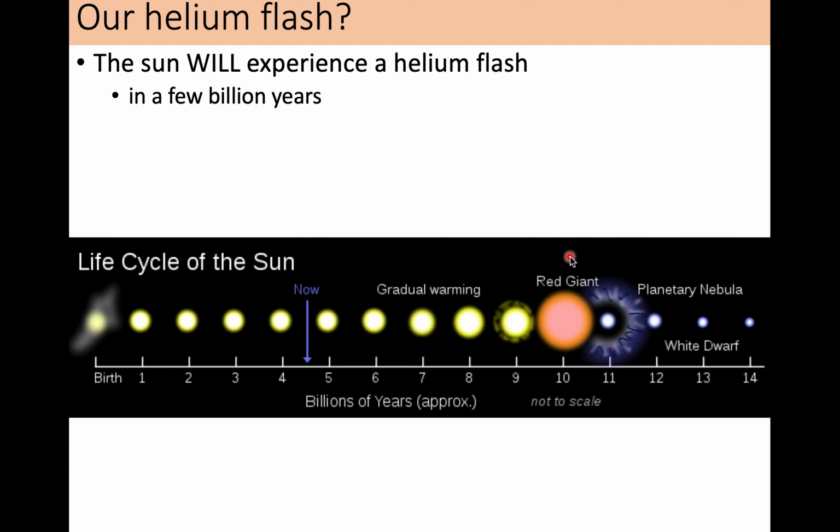Eventually, the core will contract to the point where the core is made of completely degenerate material. Then we will have a helium flash, which will allow for fusion to begin again inside of our now helium core. But don't worry, we have quite a few billion years before we get to that point. This bottom line, this x-axis here, is in billions of years. So we have many billions of years before we have to worry about our star leaving the main sequence.